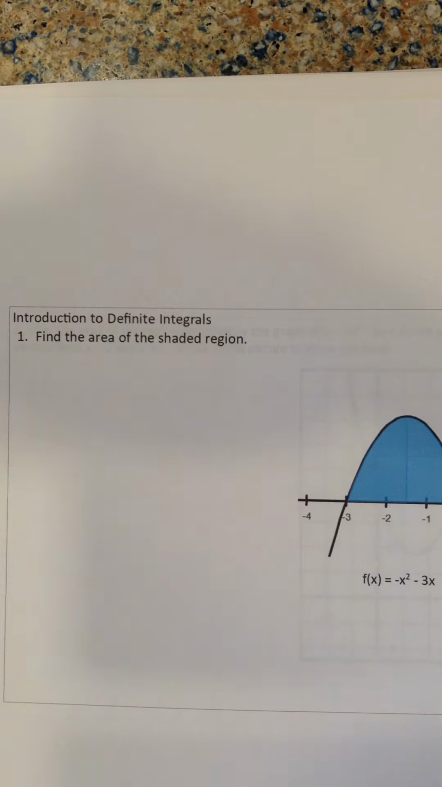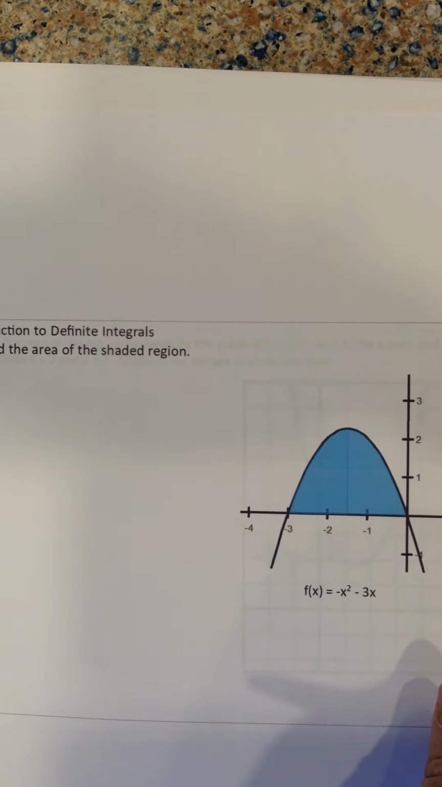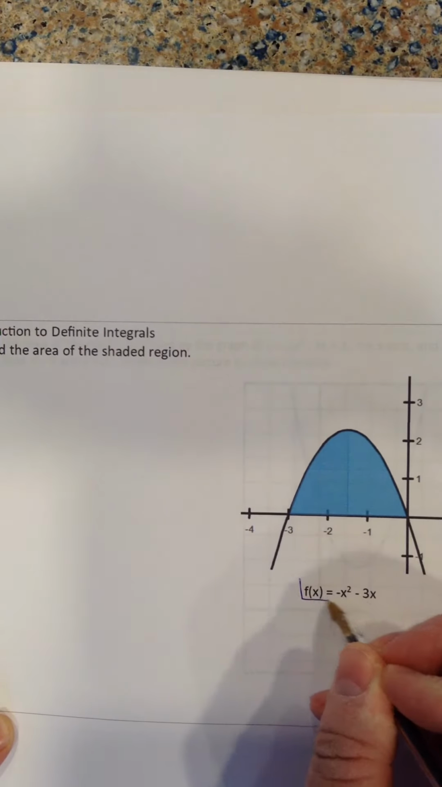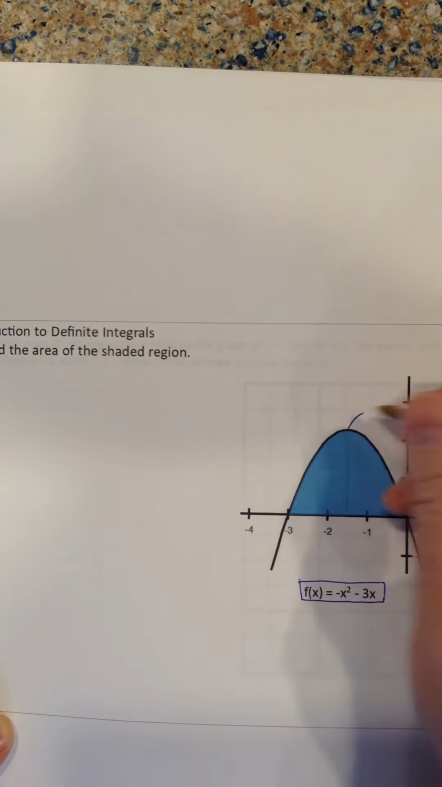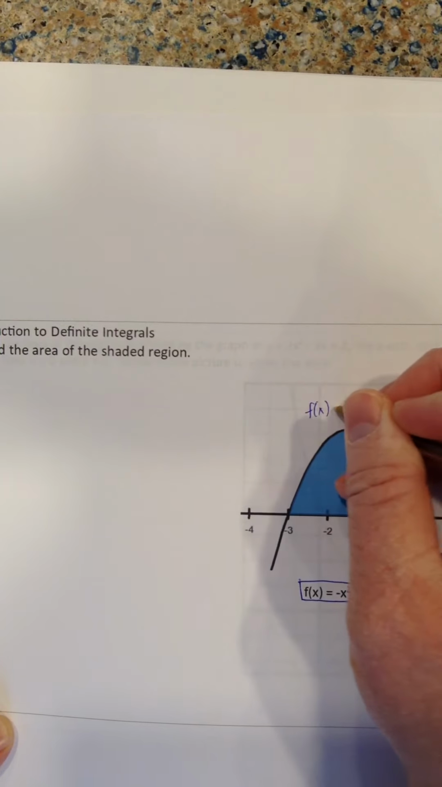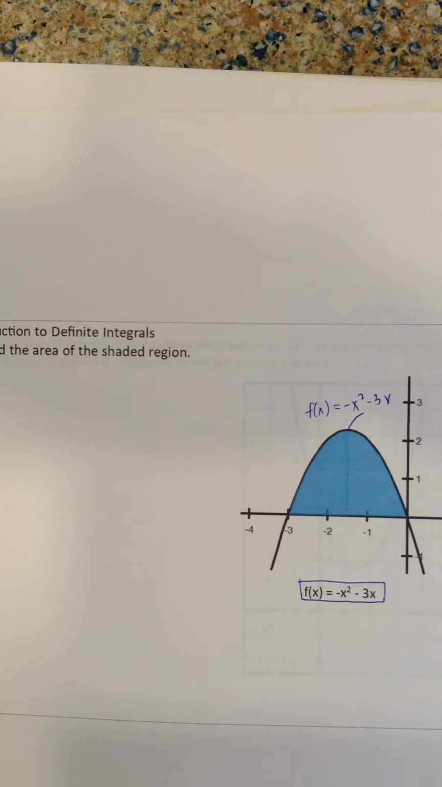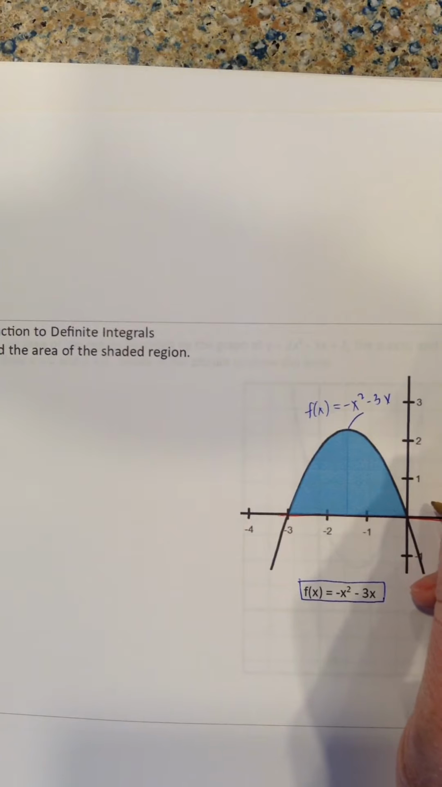We want to find the area of the shaded region, and I'm going to move this over and show you this shaded region. It's the region in blue right here for this function, which is negative x squared minus 3x, which would be the top function. And then we have the bottom function, which is the x-axis, right? Which is the line y equals 0.